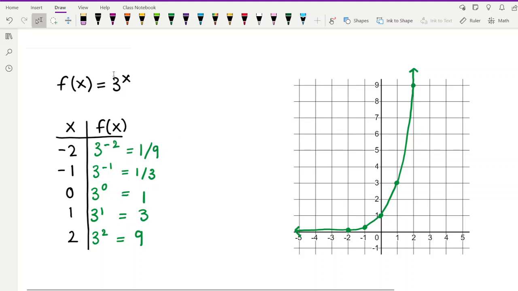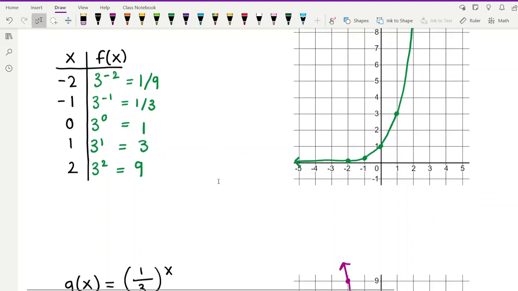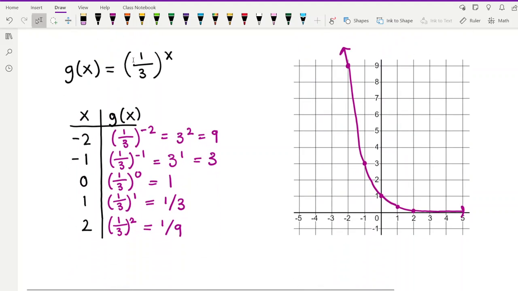Well, that's because taking a number that's bigger than 1 and raising it to a negative number, you get these fractional outputs. Whereas with 1/3, well, 1/3 is smaller than 1. So if you take a number like 1/3 and multiply it with itself, the results actually get smaller, right? 1/3 times 1/3 is 1/9, times a third is 1/27, times a third is 1/81. So the more you multiply it with itself, the smaller it gets.